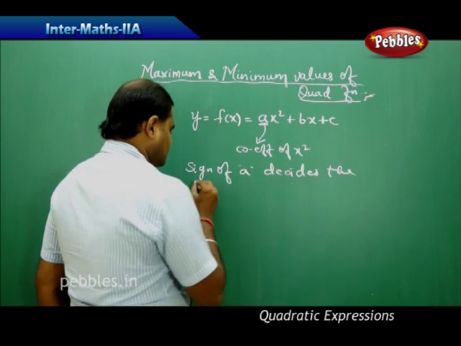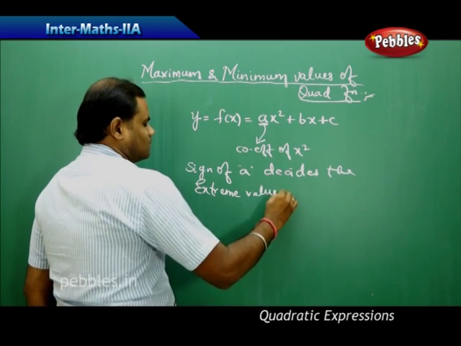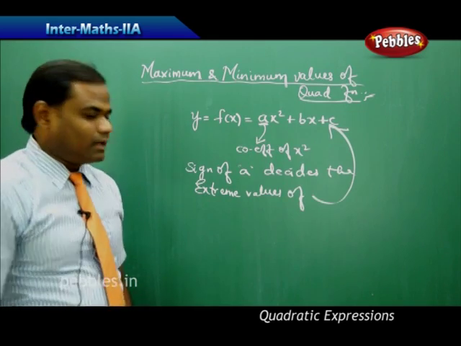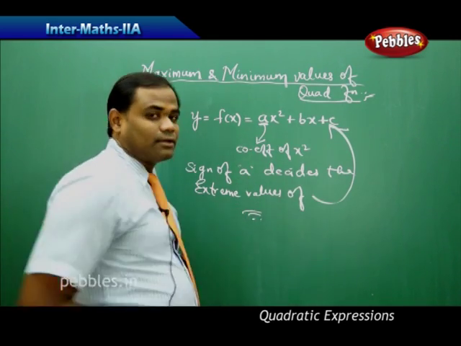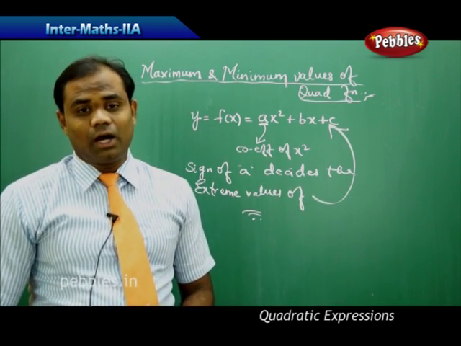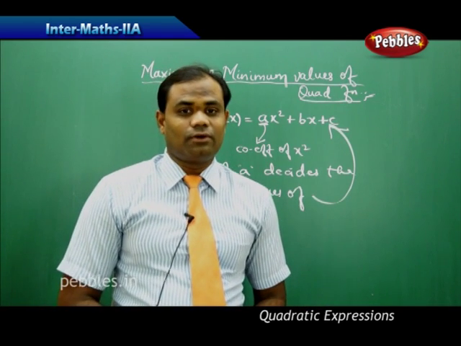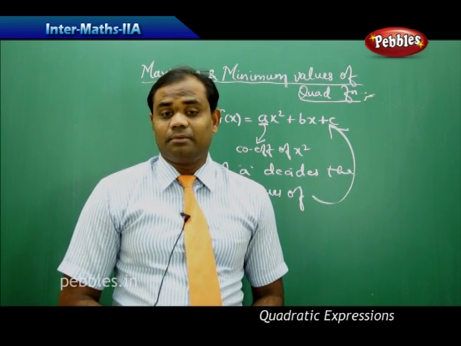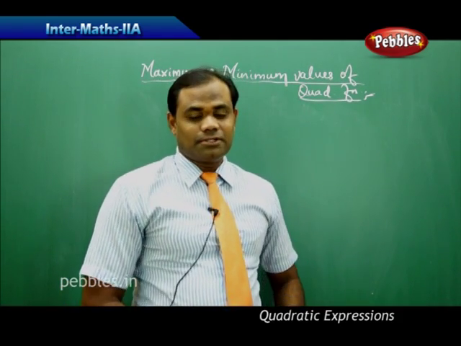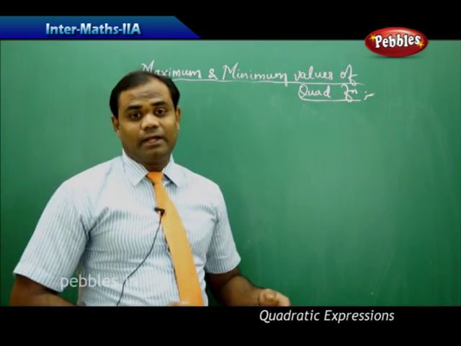The sign of a decides the extreme values of the quadratic function, is how we understand the relation between the sign of a and the quadratic function. So let's see through the supporting theorem how the sign of a is related to the extreme values of the quadratic function, the max and min of the given quadratic function. So let's see the statement of the theorem supporting the sign of a and the extreme values.